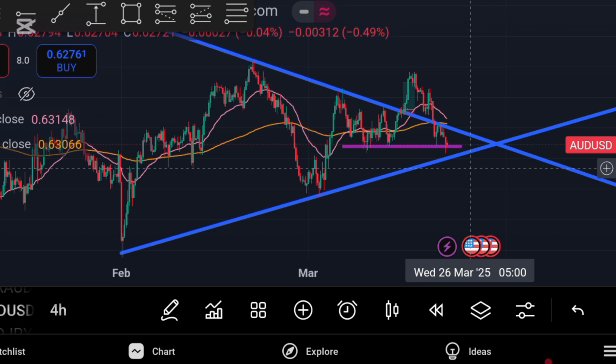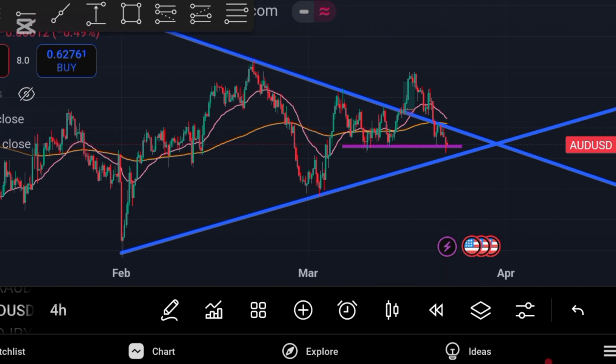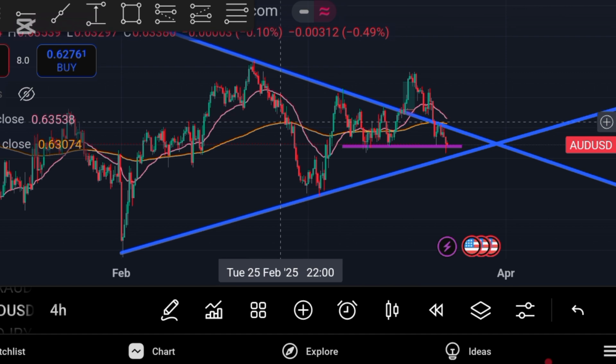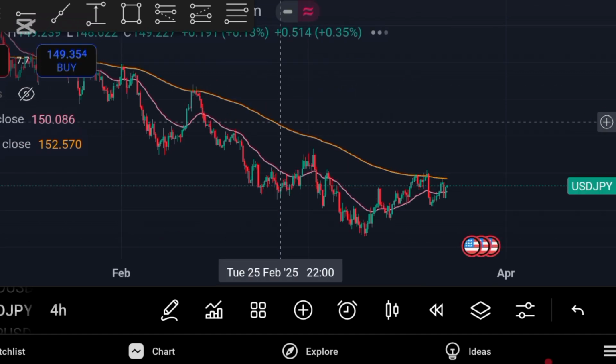But on Euro AUD, I definitely say risk it. And go in as soon as the market opens on Monday, which is in a couple of hours from now.